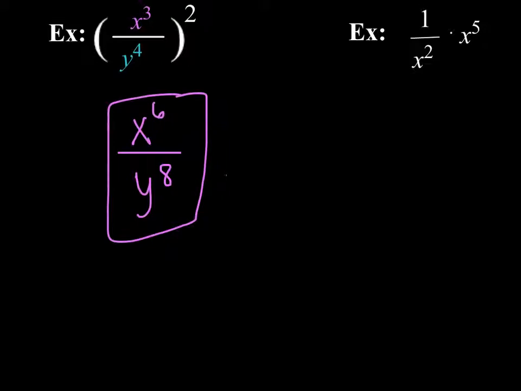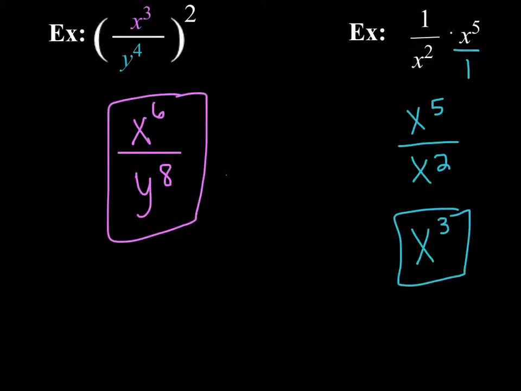On the next example, I have a fraction. I have 1 over x squared, and then I have a non-fraction. I could make it into a fraction by putting it over 1. To multiply fractions, you multiply across. So 1 times x to the 5th is x to the 5th. X squared times 1 is x squared. And now I can apply my subtraction rule because they're being divided. Final answer of x to the 3rd.